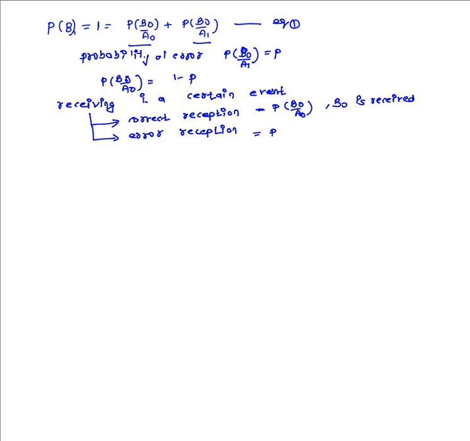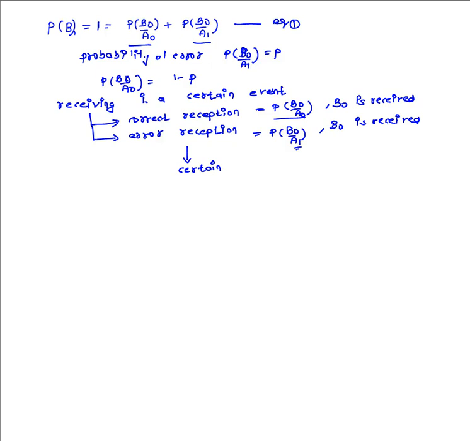Error reception is P of B0 divided by A1. That means error happens when 1 is transmitted but 0 is received. B0 is received but 1 is transmitted, so here it indicates error reception. So the top one is the error reception, the bottom one is the correct reception. But reception is a certain event. When reception happens, it could happen with an error, or it could happen in a correct manner without any error.